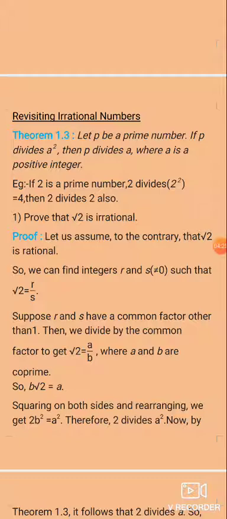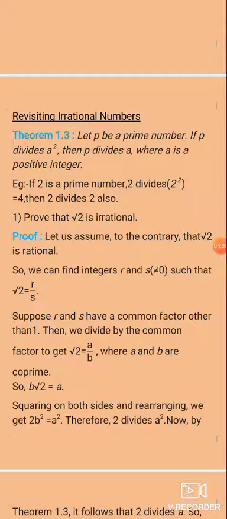So suppose R and S have a common factor other than 1, then we divide by the common factor to get root 2 as A by B, where A and B are co-prime. So dear students, listen, when we consider the example 4 by 6, it has a common factor, which one? 2. So we divide 4 and 6 by the common factor. Then what we get at last? The lowest form is 2 by 3, where 2 and 3, we know, are prime numbers. So 2 and 3 have a common factor, which one? Only 1. Such numbers are called co-prime numbers.